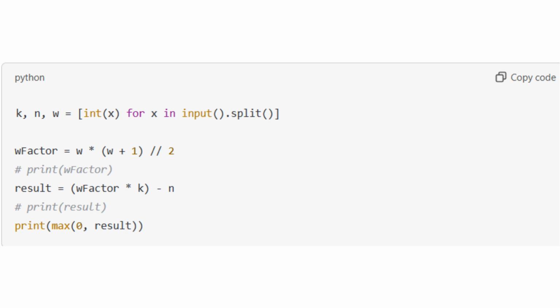So that's it. In summary, we took the cost per banana, amount of money and number of bananas as inputs. Used a formula to find the total cost. Subtracted the soldier's money to find how much he still needs. Ensured he wouldn't need to borrow negative money by using max of 0, result. This code efficiently calculates how much the soldier should borrow or if he has enough money already.